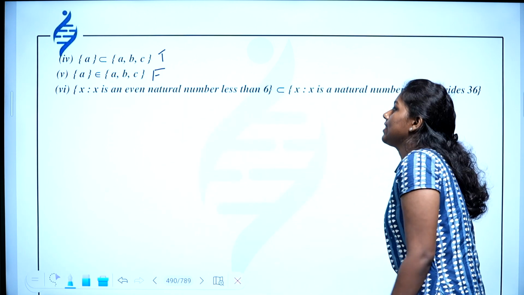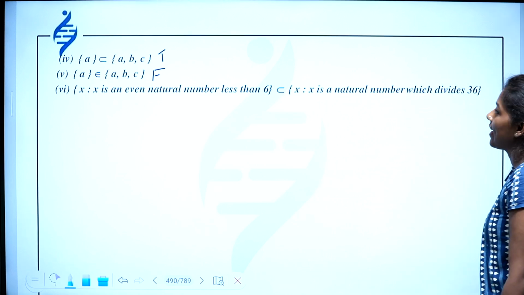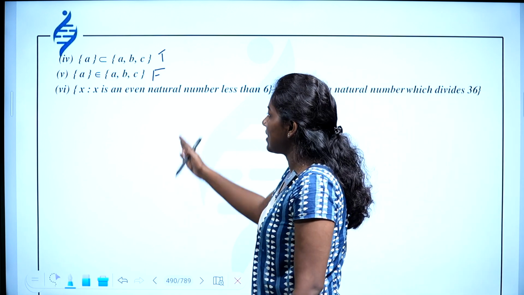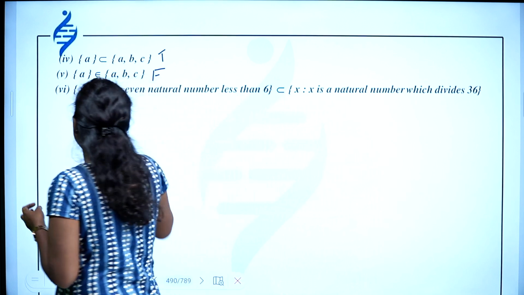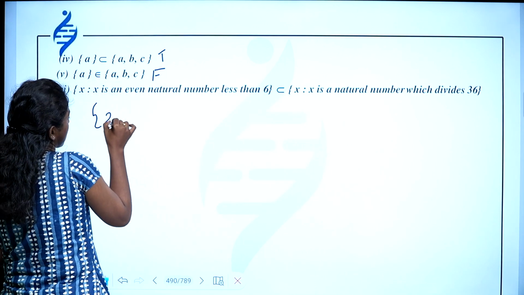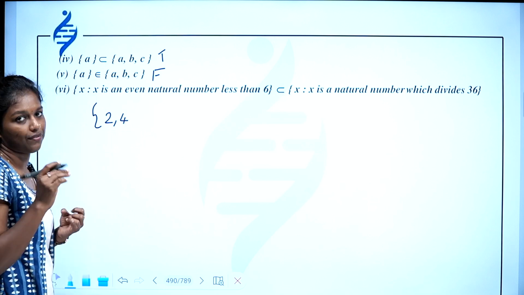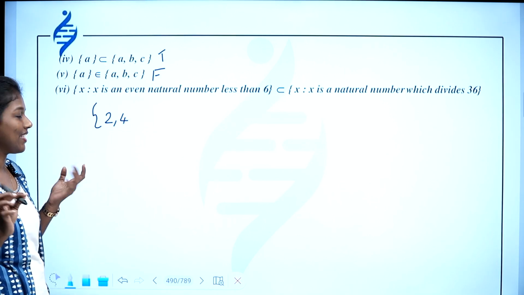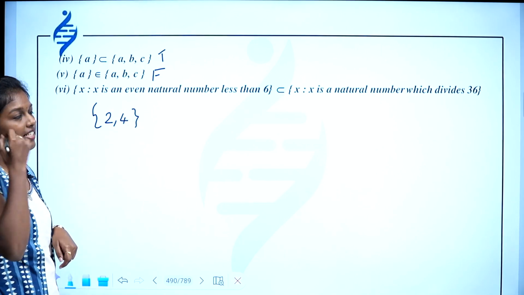Then {x such that x is an even natural number less than 6} subset of {x such that x is a natural number which divides 36}. So what are the even natural numbers that are less than 6? 2, 4. 6 is not less than 6, so we cannot write 6. 2 and 4 are the even natural numbers less than 6.